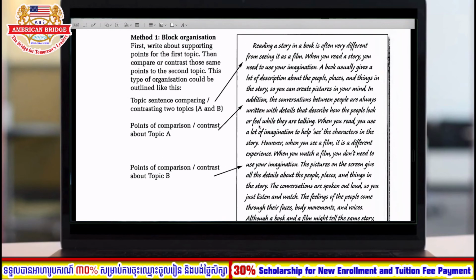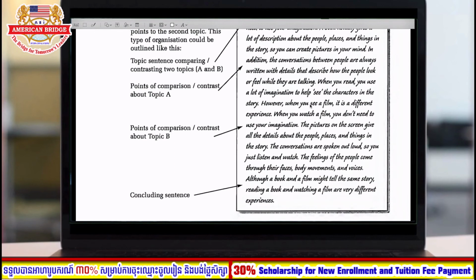So here they just briefly discuss the advantages or the characteristics of reading the story from the book. And then in another block of information, they try to contrast it with seeing a film. However, they use the word "however": when you see a film, it is a different experience.